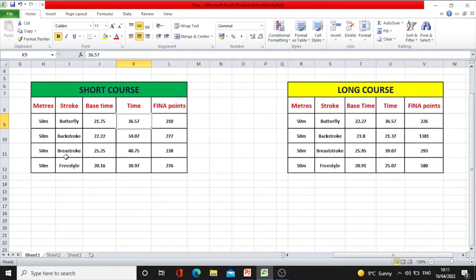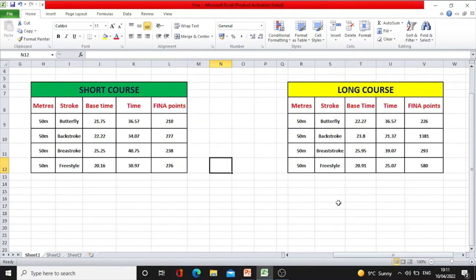In 50 meters breaststroke, the base time is 25.25. And this person has got 40.75 seconds, and he has earned 238 FINA points. And lastly, in 50 meters freestyle, the base time is 20.16, and the time the person has got is 30.97 seconds, and the person has earned 276 FINA points. Men and women have different base times in a short course and a long course pool.